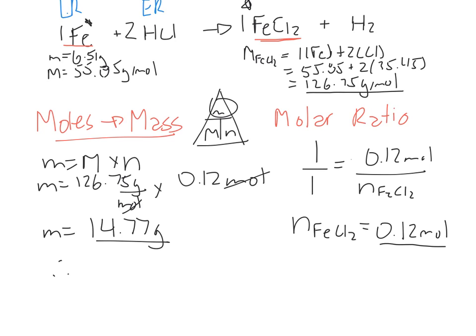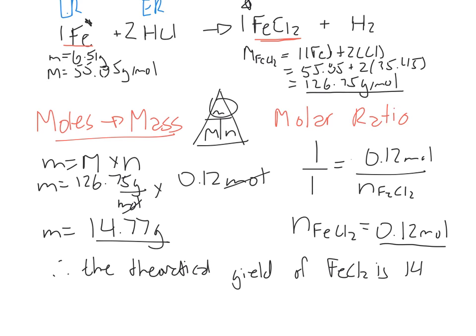Therefore, now we have a mass, that's awesome. We have the mass of iron 2 chloride, right? Let's not forget what this question was asking for. So it was a two-step question. The first thing that it asked me for was a theoretical yield of iron 2 chloride. So that's what we calculated now. So therefore, the theoretical yield of iron 2 chloride is 14.77 grams, right? Beautiful. Now, are we done?